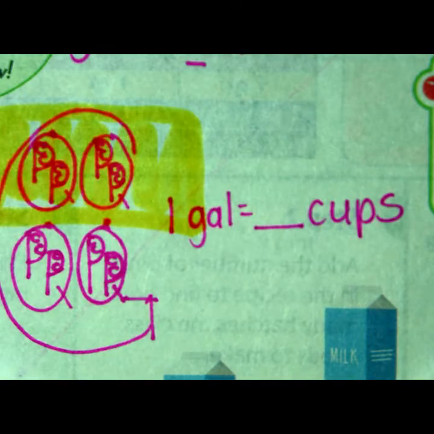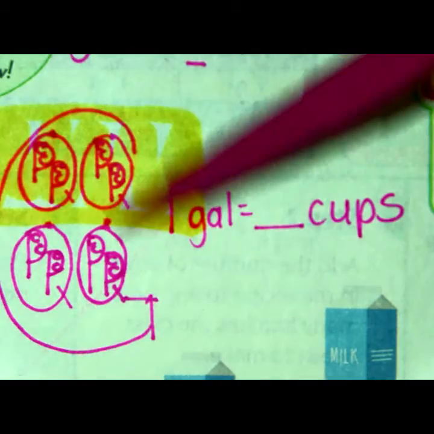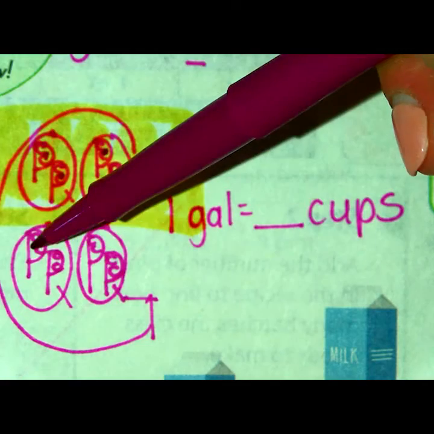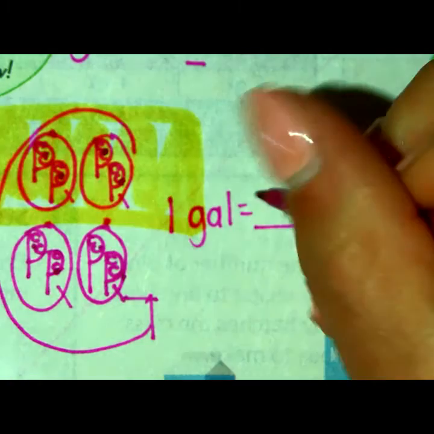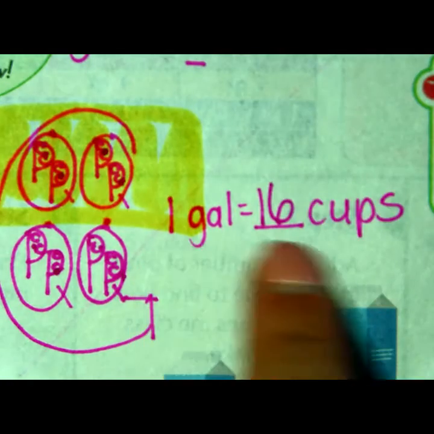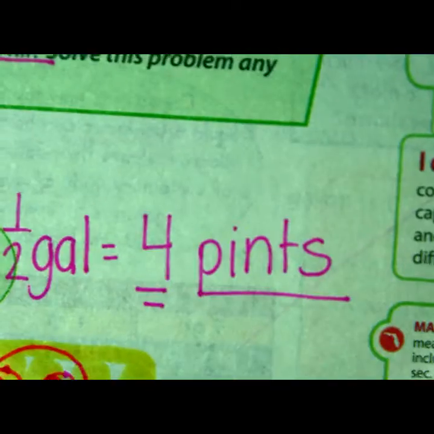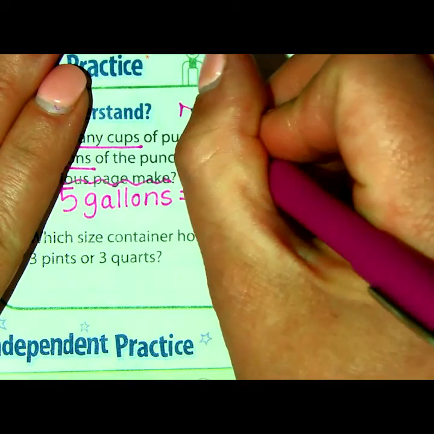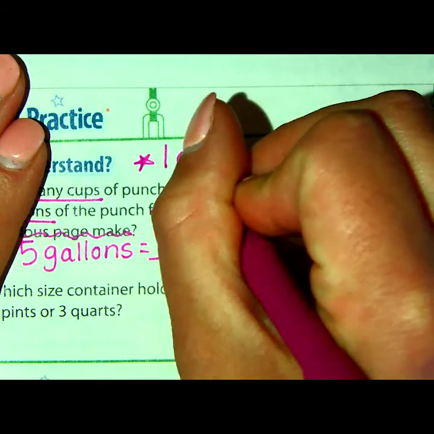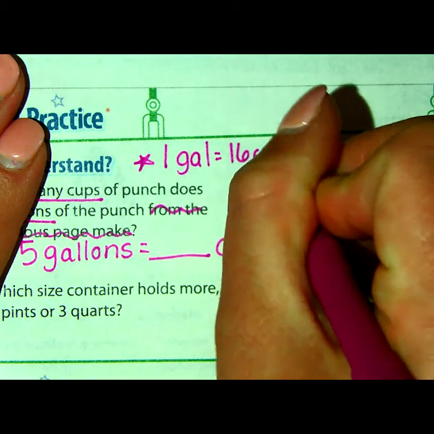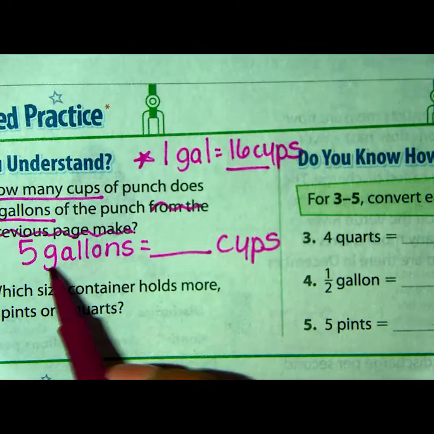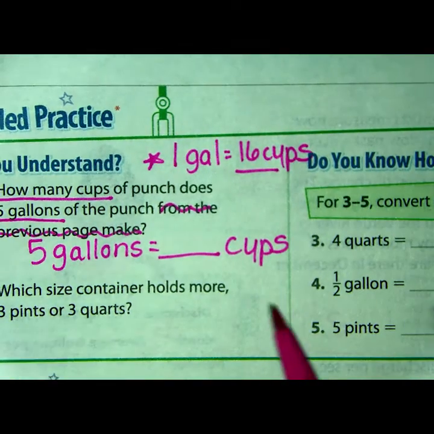Well, we could solve by counting up all the C's that we see here. 2, 4, 6, 8, 10, 12, 14, 16. So if 1 gallon has 16 cups, now we can go back to this previous question. I know now that 1 gallon equals 16 cups. So what I would have to do is multiply then by 5.